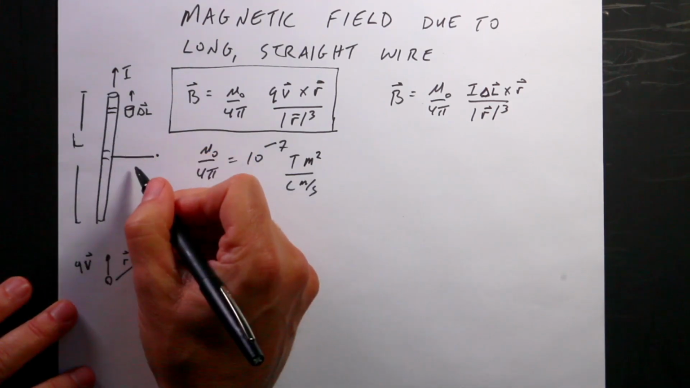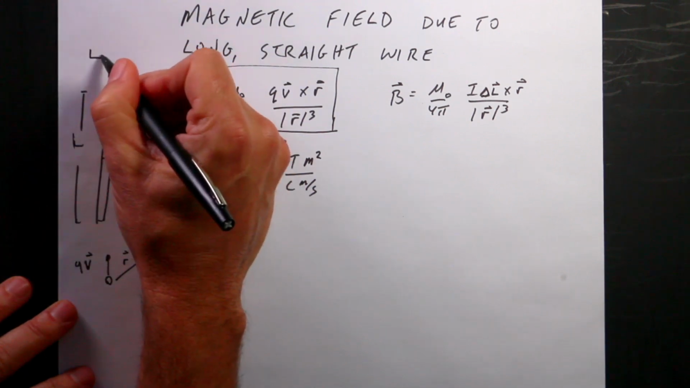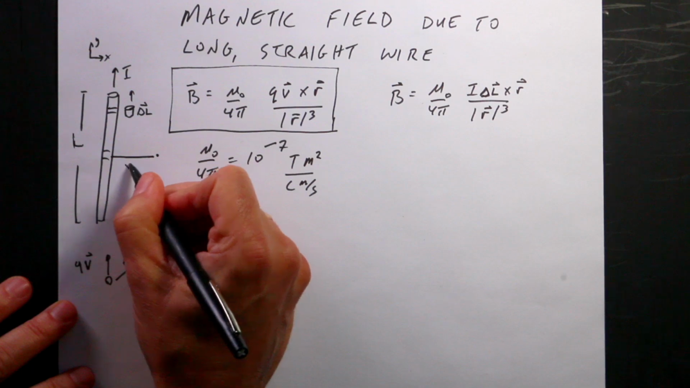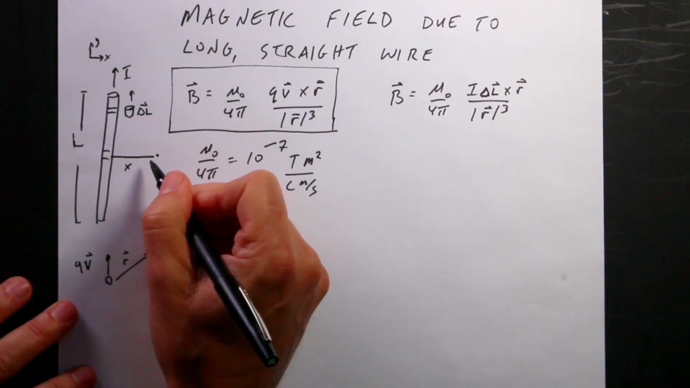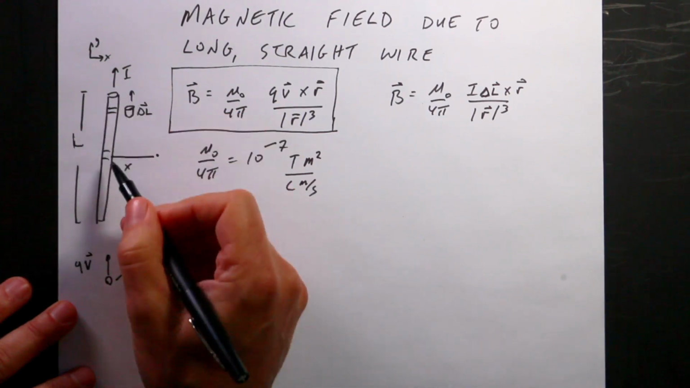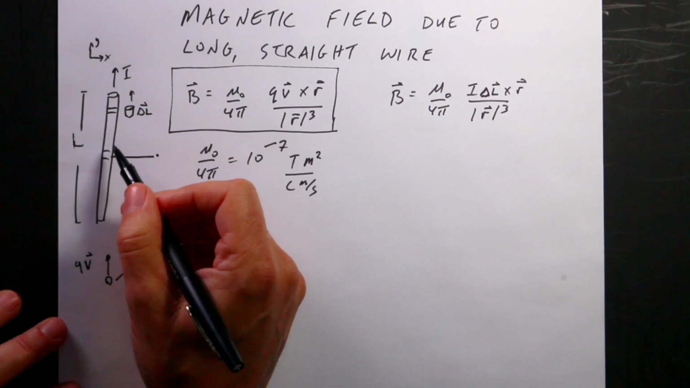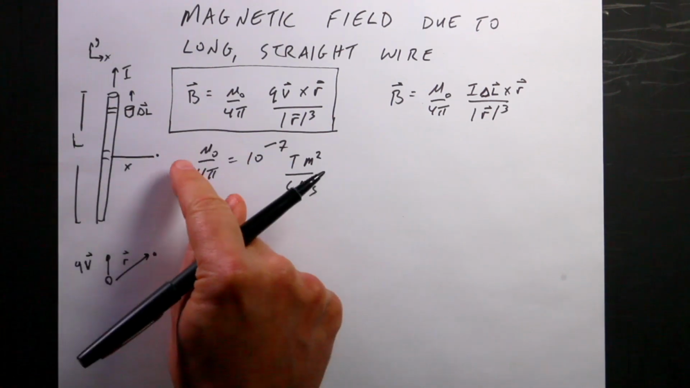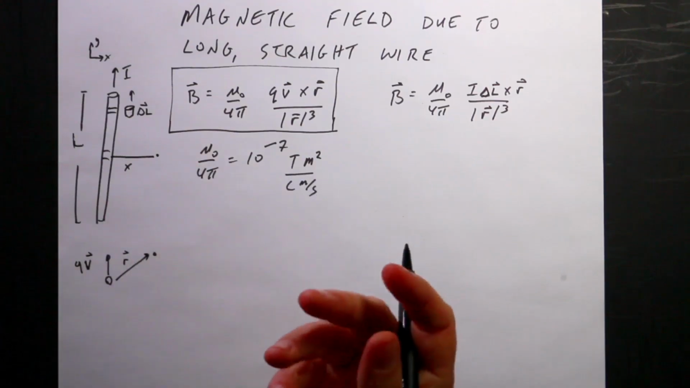So let's say that I'm going to call this the XY direction. This is a distance X away from the center of that wire, and I want to find the magnetic field. I can't do that directly. So instead what I'm going to do is break this into tiny little pieces and find the magnetic field due to each piece and then add them up. I'm going to take the limit as the piece size goes to 0, which makes this sum an integral.